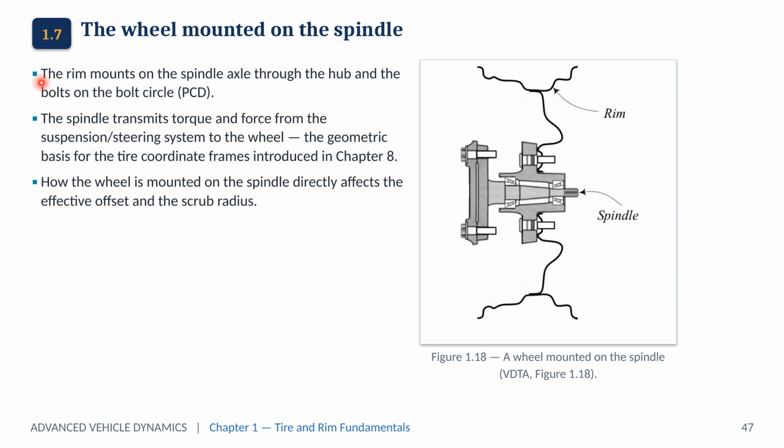One point deserves particular attention. How the wheel is mounted on the spindle directly affects the effective offset and the scrub radius. Those 2 quantities in turn govern the steering feel and the self-aligning effort, so fitting a rim with a different offset will change the steering character of the car. Figure 1.18 shows a wheel mounted on the spindle.